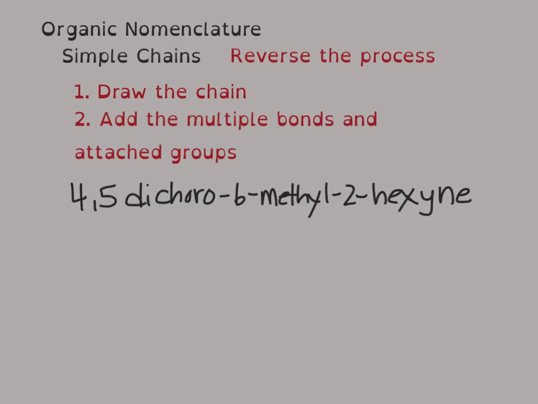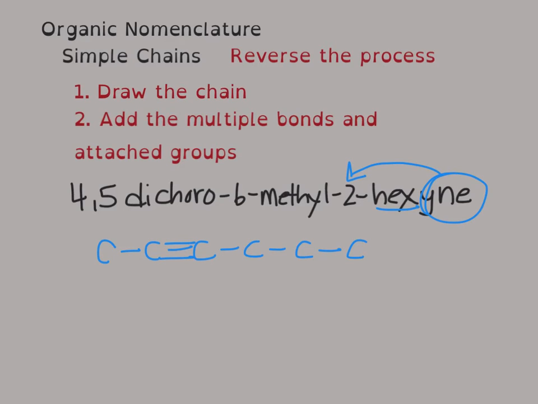4,5-dichloro-6-methyl-2-hexyne. Okay, so we have a hex, which gives us a 6-carbon line. 1, 2, 3, 4, 5, 6. Now this is something I've made up, so who knows what's going to happen here. So 6 carbons, and actually that's not 6 carbons, that's 7. So now we have 6 carbons. We have a YNE, and it's on the second carbon, so that tells me that I have a triple bond. So my triple bond goes there.